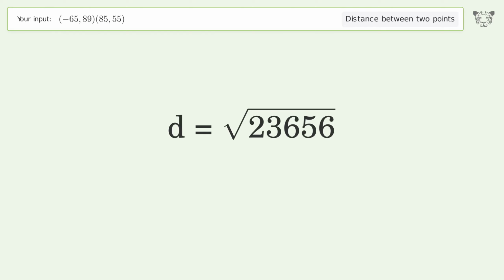And so the distance between the 2 points is the square root of 23,656, or 153.805.